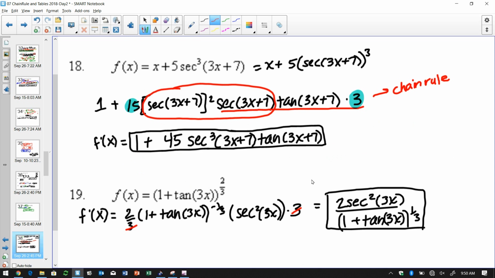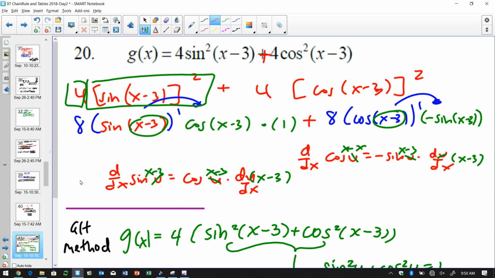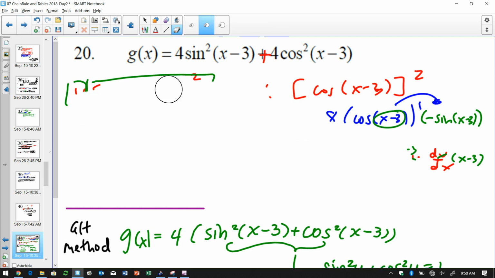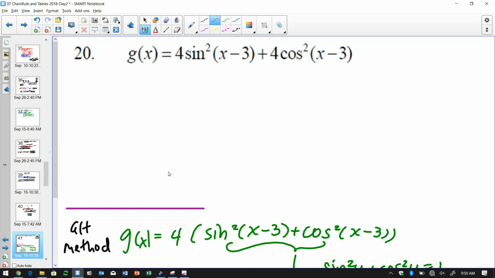Good with that? Okay, and then 20, your answer was just 0. Did you guys get 0? Yeah. If you look at your work, the left side and the right side are both the same. Look at it, 0. Do you see it? The left and the right side are both the same.